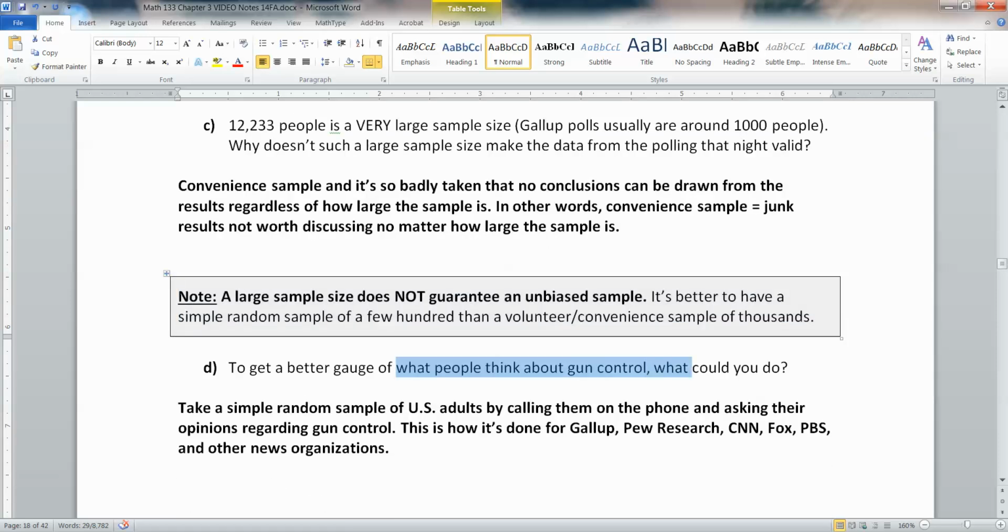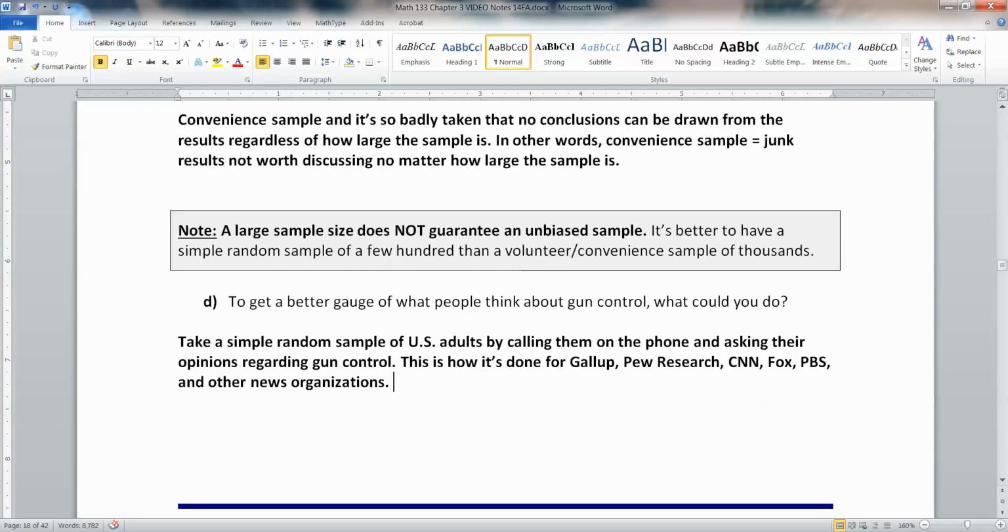To get a better gauge of what people think about gun control, what could you do? And the answer is you take a simple random sample. You don't need 12,000 people either. You could take a simple random sample of like 1,000, and that would be good. That is how all the big news organizations do it. They poll people by randomly calling them, right? They don't let the people call into them. They call the people, not the other way around. And you can get away with a smaller sample.